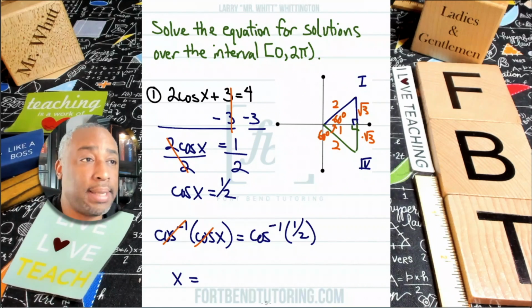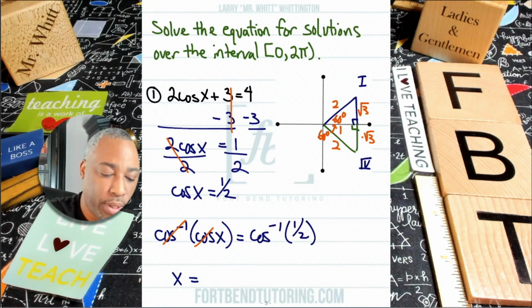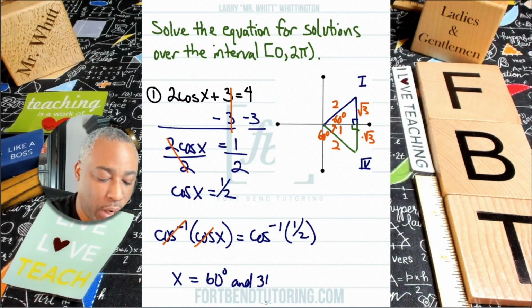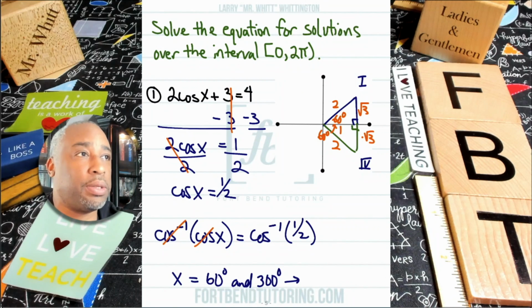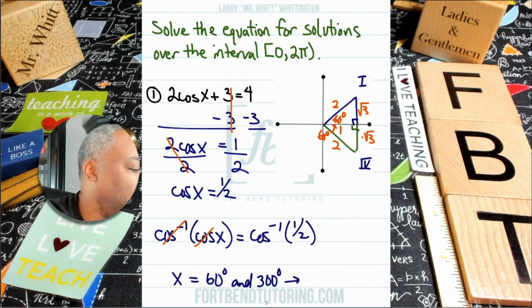So that being the case, that means that our solutions here in degrees is going to be 60 degrees and 300 degrees. However, they did not ask for degrees, right? They wanted our interval to be between 0 radians and 2 pi radians. And so that's what we're going to give them. So that means that we're going to end up with a solution set of pi over 3 and 5 pi over 3.